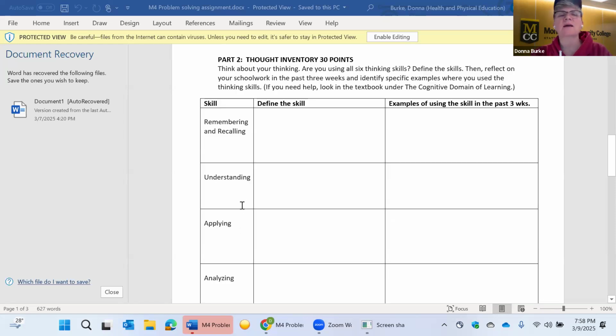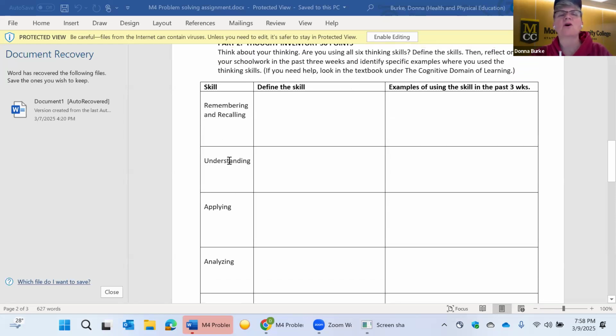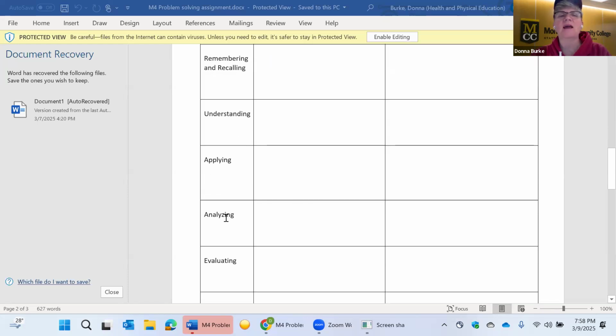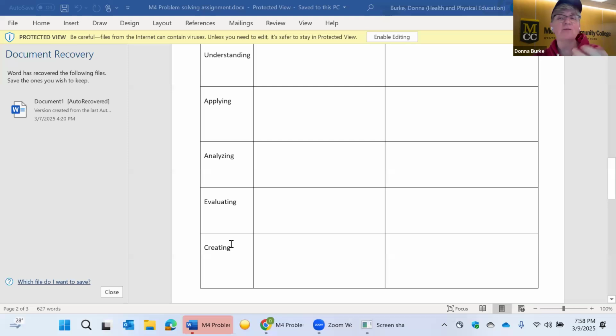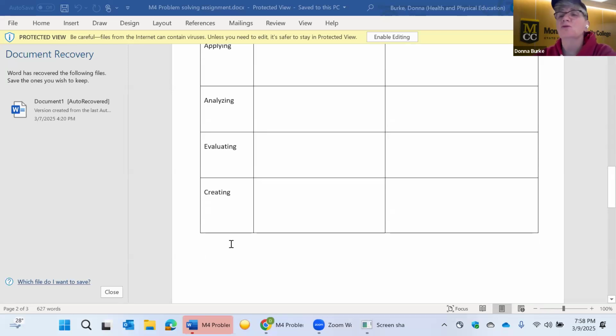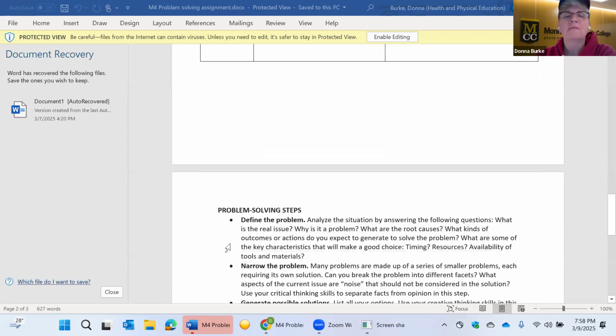These types of thinking, remembering and recalling, understanding, applying, analyzing, evaluating, and creating, are all talked about in the chapter. Make sure you read the chapter because we give you some examples there, so make sure you look there first.